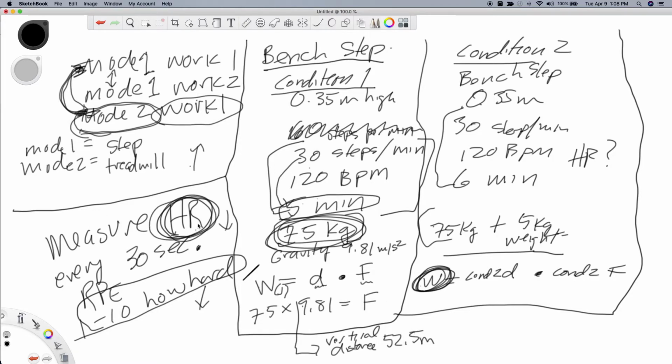So I'm going to erase all this and say that, for instance, mode 2, this is condition 3, mode 2 would be treadmill. Now, a treadmill, we're going to approximate a little bit here for the purpose of making the math easy. But if you set a treadmill at 100 meters per minute, that equals 3.7 miles per hour. So most treadmills you can set it at that. So 3.7 miles per hour, 100 meters per minute.